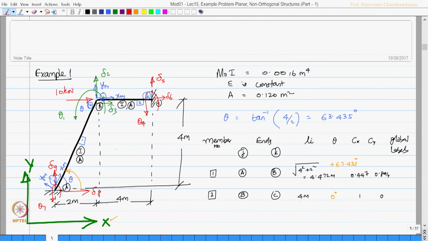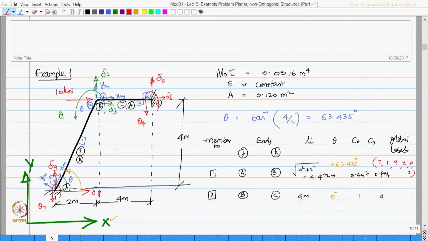Okay. So, now let us mark the global labels. Let us say jth end and kth end for the member AB. So, I should say the labels are 7 and 1, these are the two moments, 7 and 1. Okay. Then the next is along the y axis. So, 9 and 2. The next is along the x axis. So, 8 and 3. Okay.